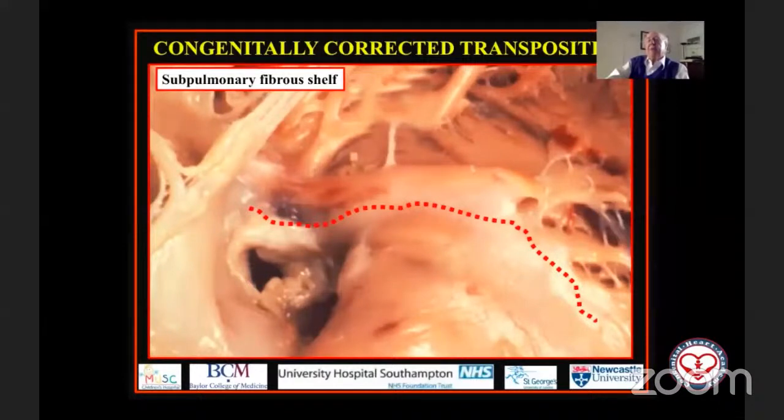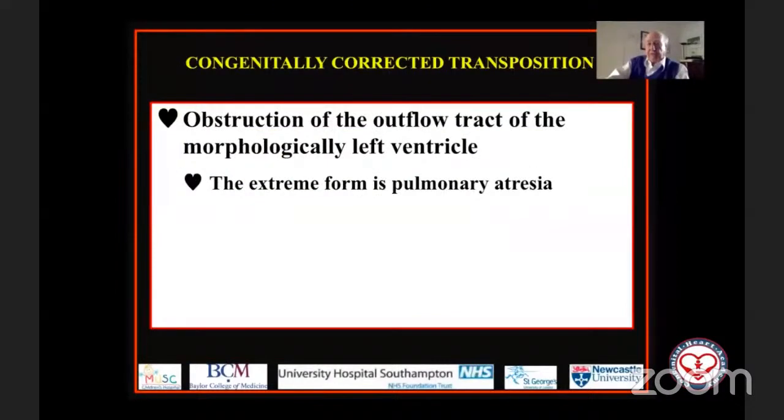And there I've put in the conduction axis. Remember, it runs anterocephalad to the pulmonary outflow tract, and you can clearly see that the conduction axis is running within that tissue shelf. Now, we didn't have examples to show you of pulmonary stenosis, but we do have a nice example to show you the extreme form of obstruction of the outflow tract of the morphologically left ventricle, and that, of course, is pulmonary atresia.